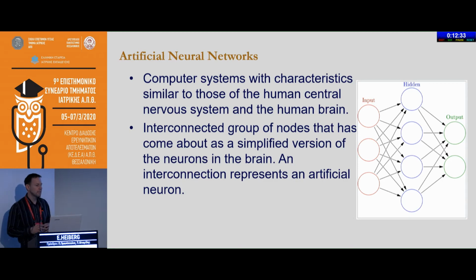Okay, so we can narrow it down slightly even more to artificial neural networks. Artificial neural networks are computer systems that mimic in some way the human central nervous system and brain. They are systems with interconnected groups of nodes that can be seen as a simple version of the neurons in the brain, and one node represents an artificial neuron. Here in the image, we have input neurons in red to the left, then a hidden layer of neurons and an output layer, and they are all interconnected.